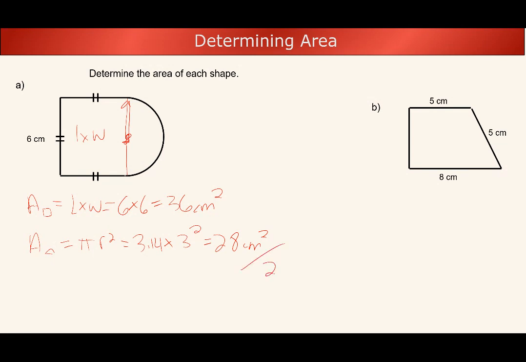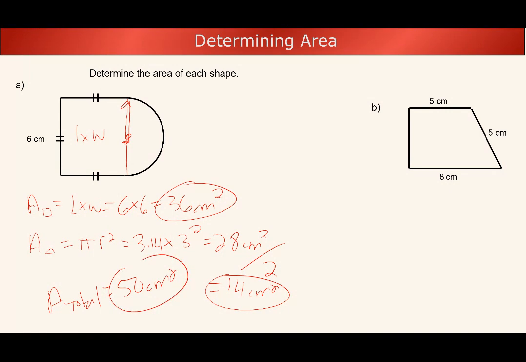So we want to divide that by 2 because it's just a half circle. So I go divided by 2 and it tells me it's 14 square centimeters. So you add that and that plus 36, it's 50. So my total area is equal to 50 square centimeters, and done.